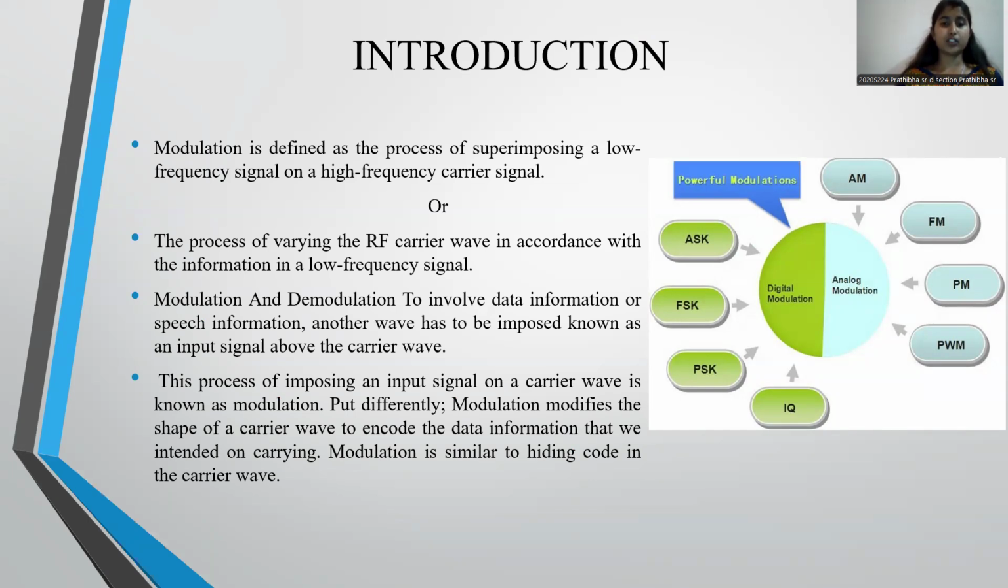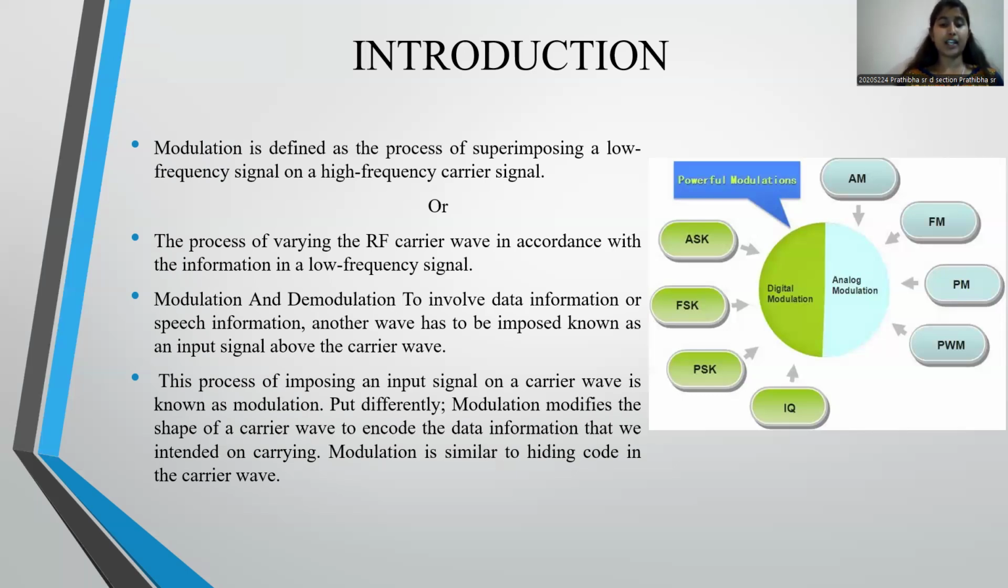Modulation is defined as the process of superimposing a low frequency signal on a high frequency carrier signal, or the process of varying the RF carrier wave in accordance with the information in a low frequency signal. Modulation and demodulation involve data information or speech information. An input signal has to be imposed on the carrier wave. This process of imposing an input signal on the carrier wave is known as modulation. Put differently, modulation modifies the shape of a carrier wave to encode the data information that we intend to carry.